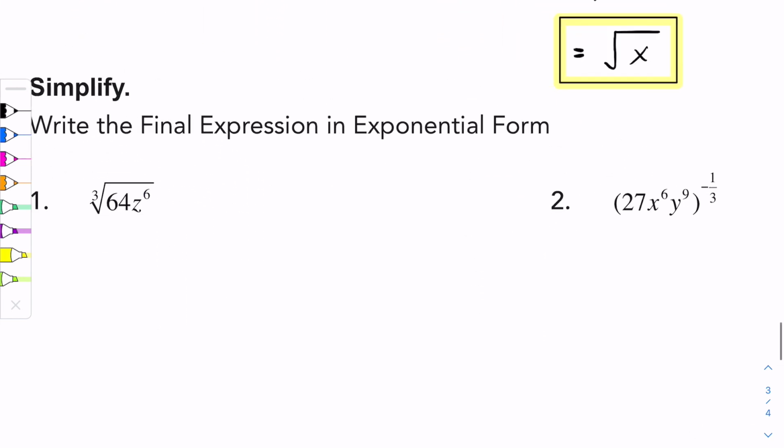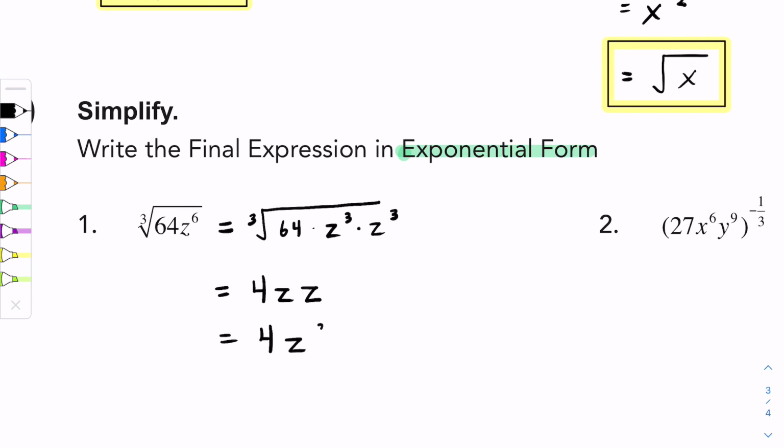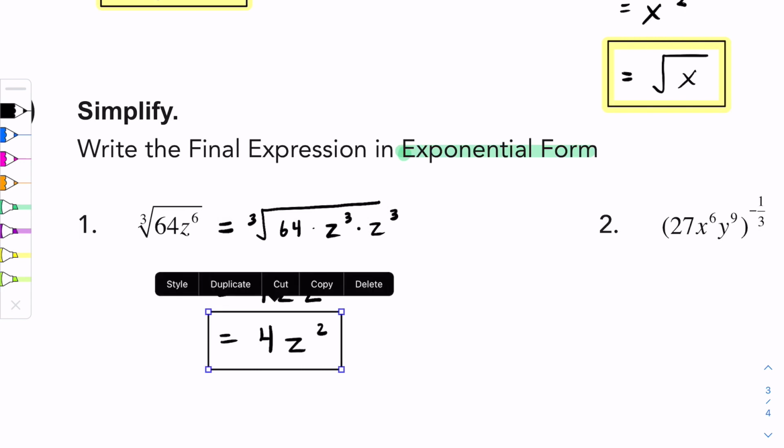And the last example set also doesn't matter how you go about this, but your final answer needs to be in exponential form. For number 1, we have the cube root of 64 times z to the 6th. Well, 64 is a perfect cube. It's 4 cubed, so I'm just going to leave that as 64. But z to the 6th I'm going to break down to 2 groups of 3. Now I'm going to rewrite this as 4 times z, which is 4 times z squared. And that's already exponential form, so we don't even have to do any more with that. That is our final answer.